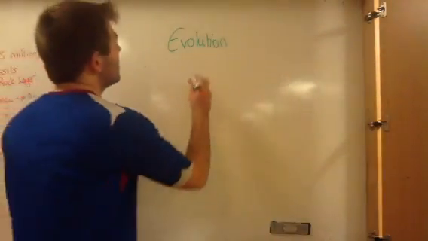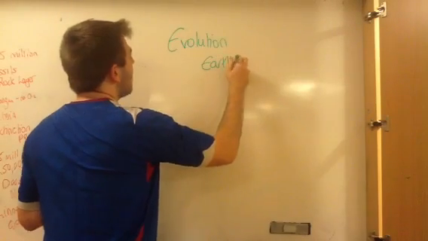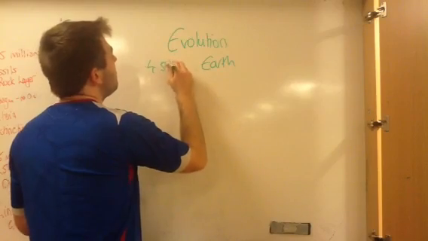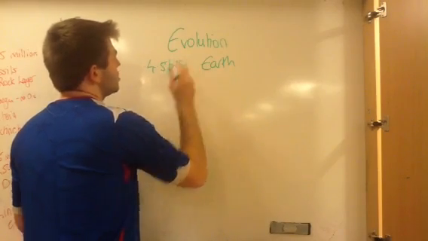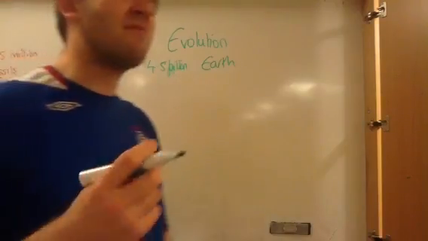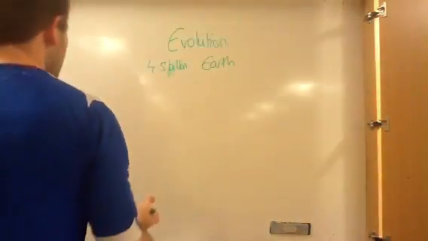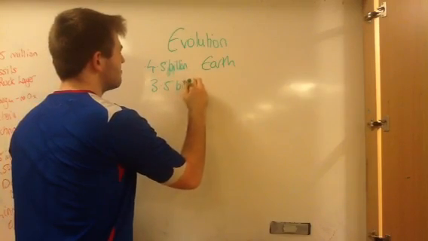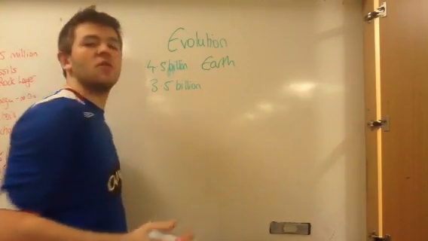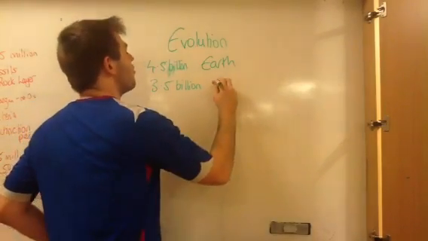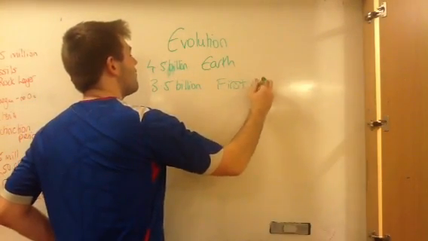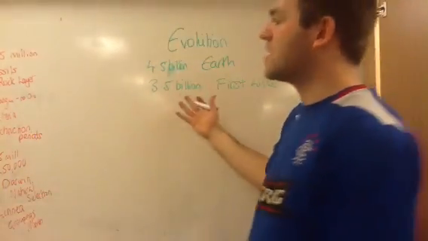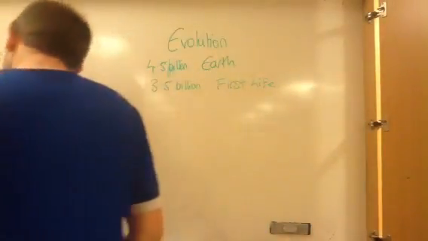Our Earth itself is about 4.5, not million, billion years old. 4.5 billion years old. And for the first pretty much 1 billion years, there was no life on Earth. Our first life probably came in about 3.5 billion years ago. This time in the past, so we're getting smaller and smaller.